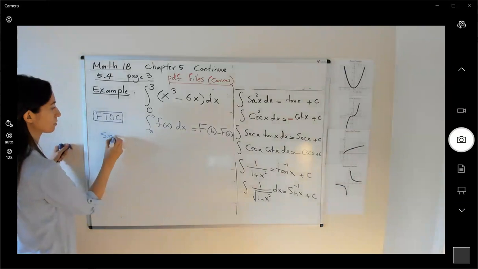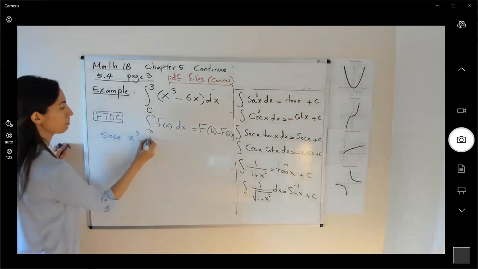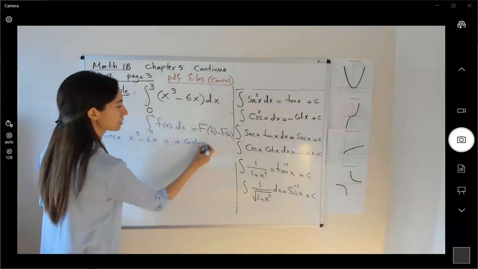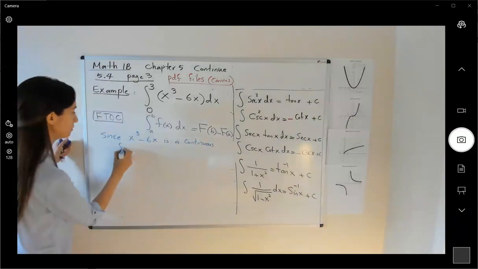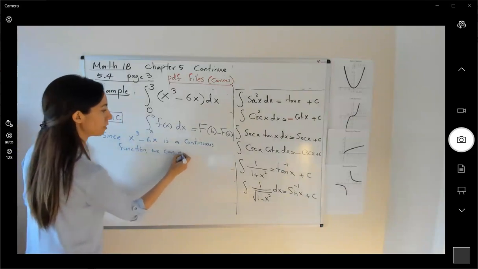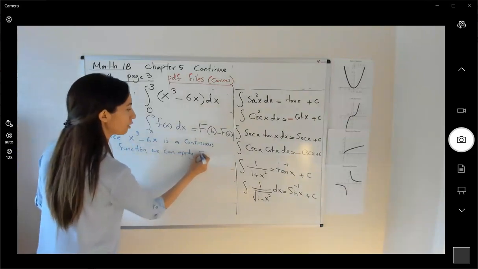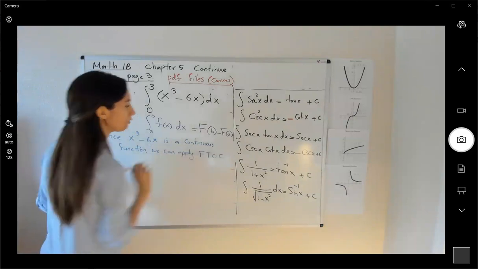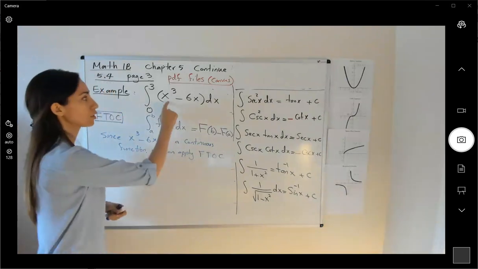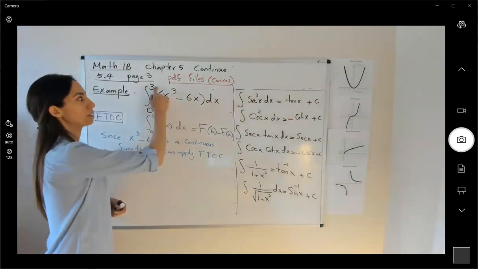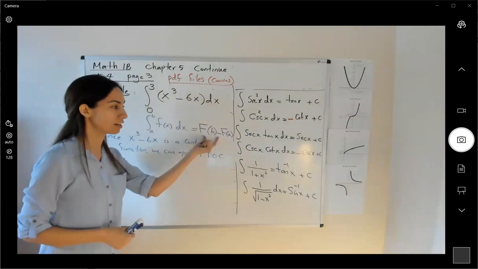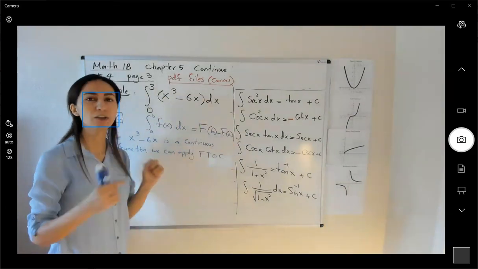Since x cubed minus 6x is a continuous function, we can apply the fundamental theorem of calculus. So what are we going to do? We're going to find the integral, then plug in 3, then plug in 0, finding F of b and F of a, and subtract them.